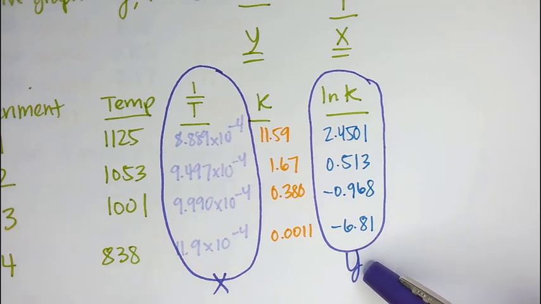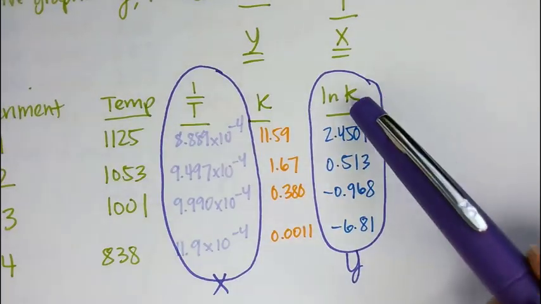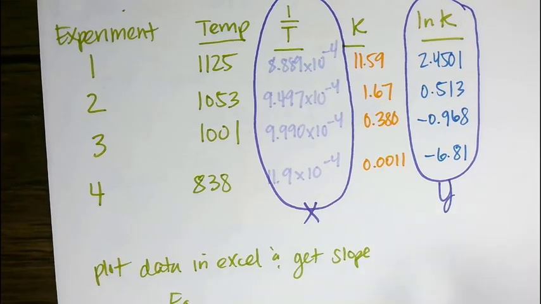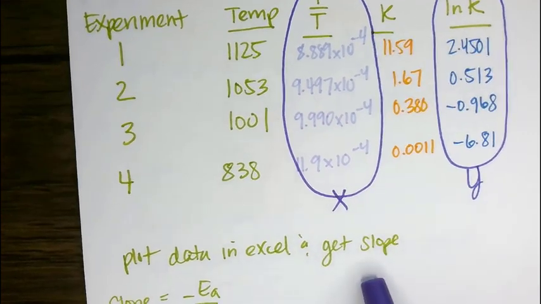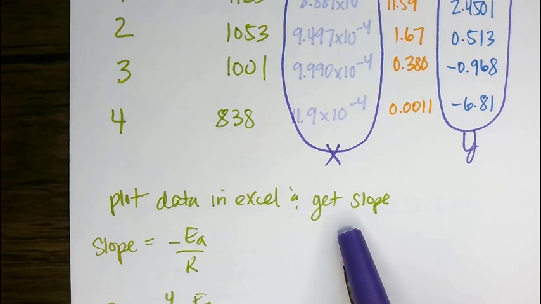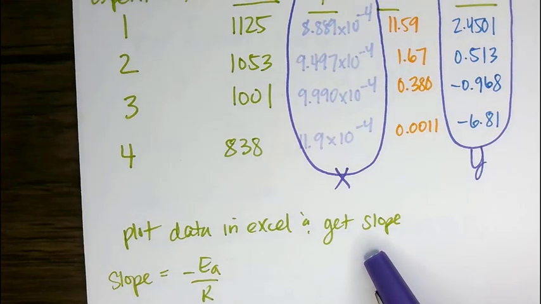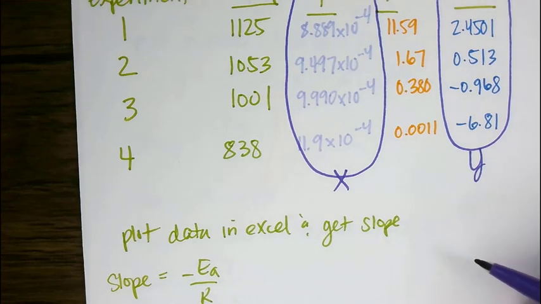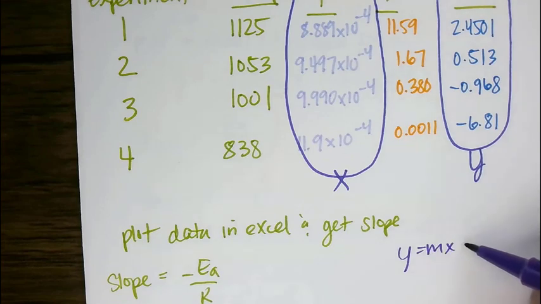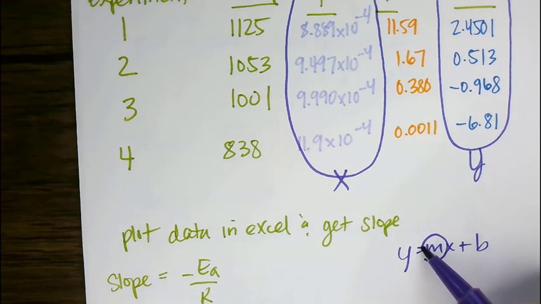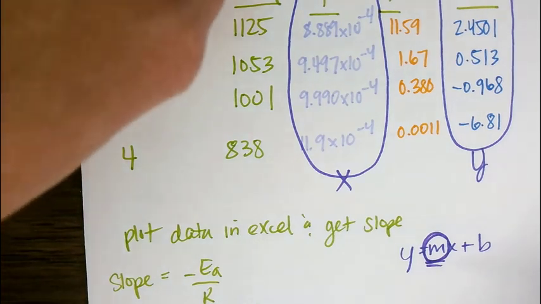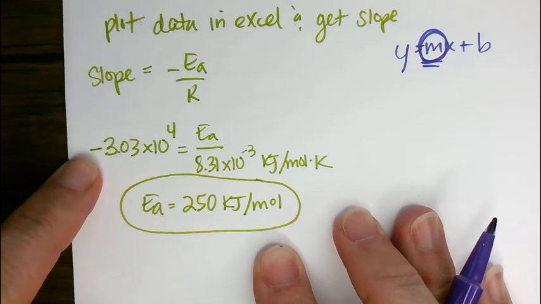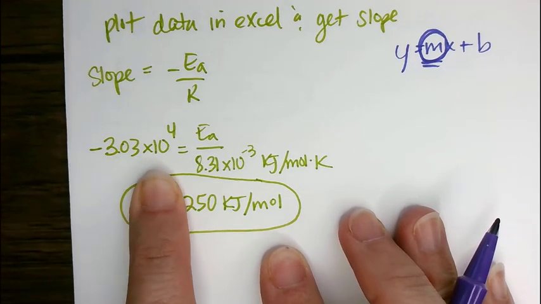And I did that for each of those trials. Then I got into an Excel spreadsheet and I entered in this data and this data. I had my X and my Y axes and it plotted it for me. When it plotted it, I right-clicked on those data points and had it make me a line of best fit. And it gave me an equation in y equals mx plus b format. The m is your slope. And when I got that m in Excel, it gave me this value, negative 3.03 times 10 to the 4th.